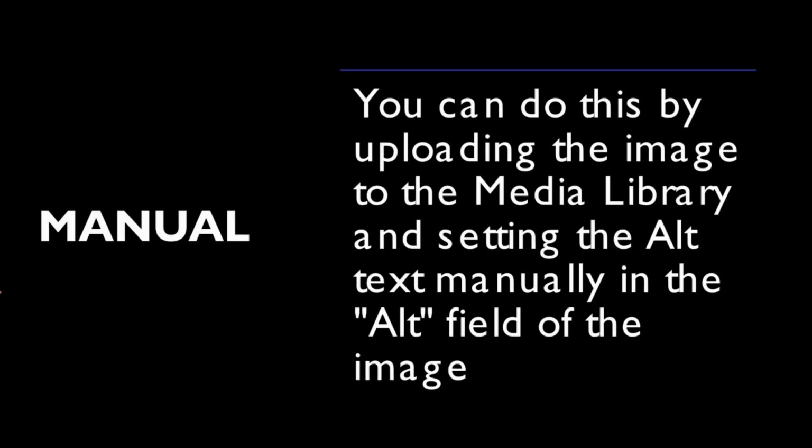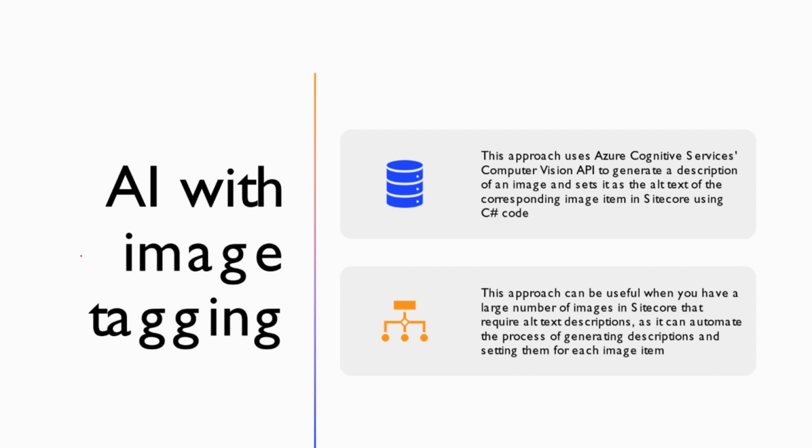As for the manual way, the most basic and straightforward way to set alt text for images in Sitecore is to do it manually. You can do this by uploading the images to the media library and setting the alt text manually in the alt field of the image. When you click on the image, you will see an editing option on the right hand side of the screen. In the alt field, you can add a description of the image which will be read by screen readers.